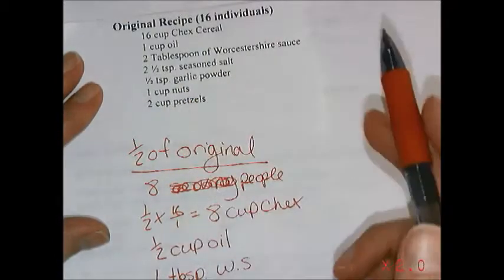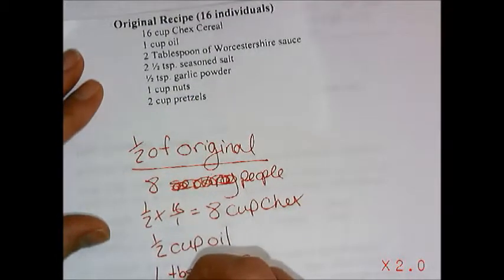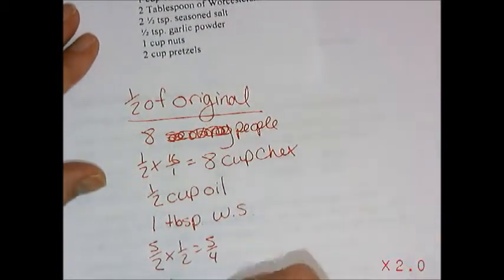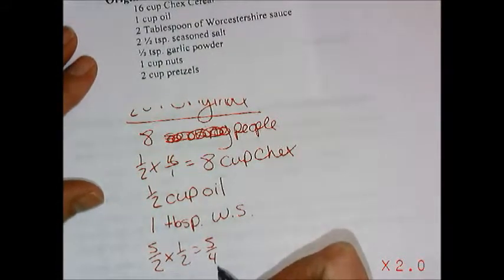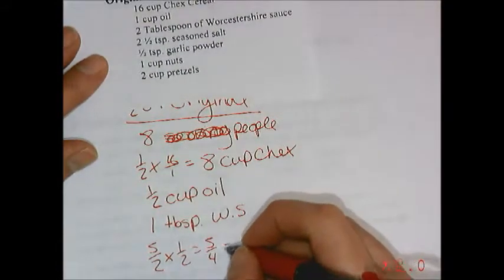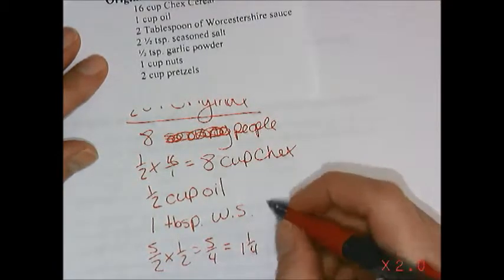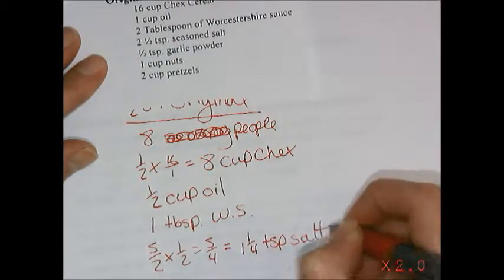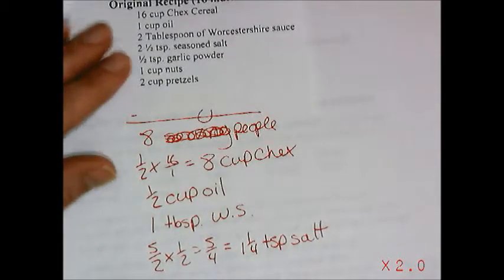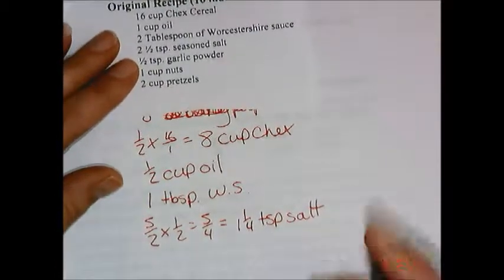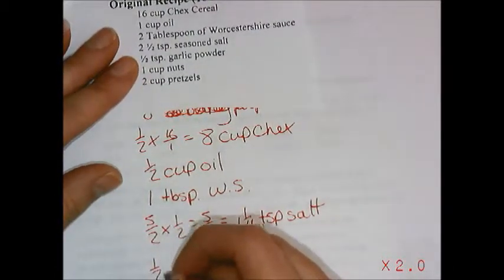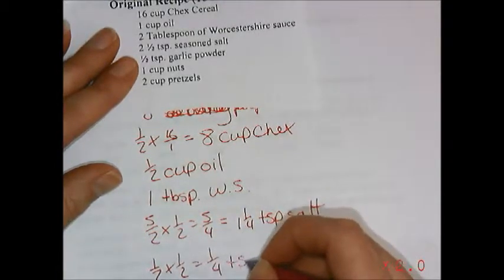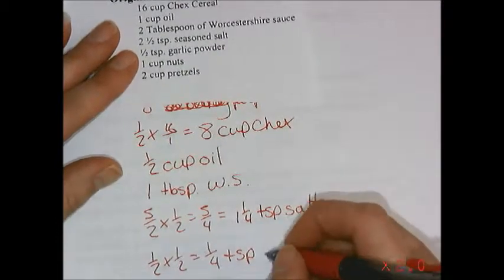Well, I can change that mixed number to an improper fraction. I get 5/2 times a half. Excuse me, 5/2 times a half is 5/4, and that equals 1 1/4 teaspoon of salt. And I can figure out half of a half. I know half of a half is a fourth, but if I multiply it to check myself, I get a fourth teaspoon of garlic powder.